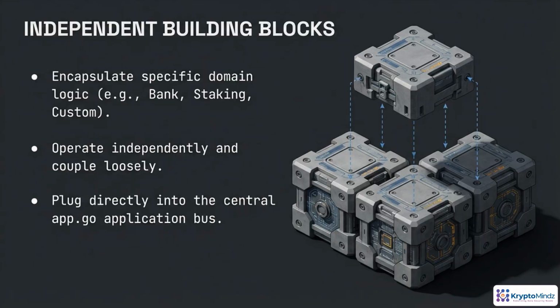In the Cosmos SDK, you should think in terms of independent building blocks called modules. Each module owns a specific slice of domain logic: bank, staking, governance, or whatever custom business rules you need. Modules don't reach into each other's internals. Instead, they expose clear interfaces, so they can evolve independently and be tested in isolation. All of them plug into a central application wiring layer, which orchestrates how modules interact during each block lifecycle.